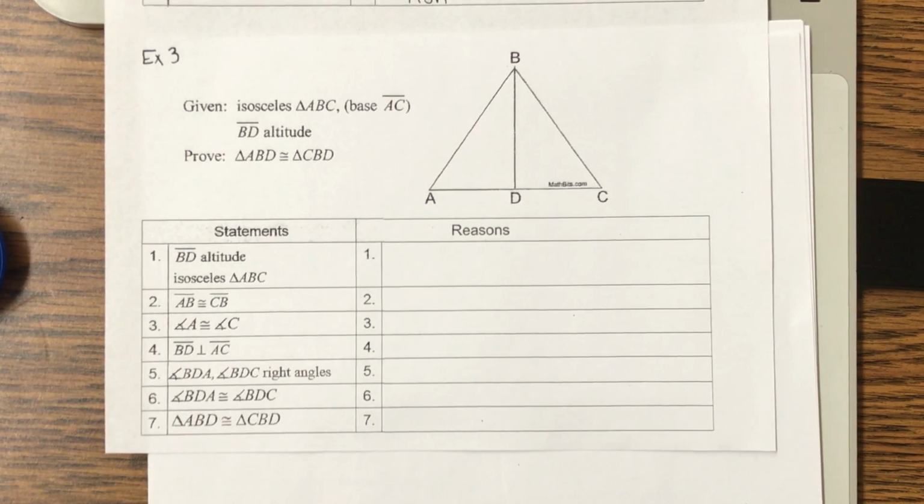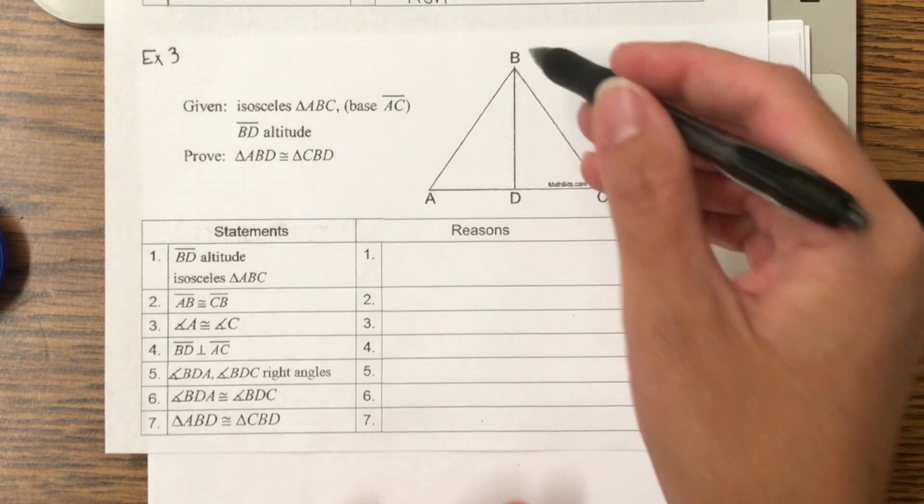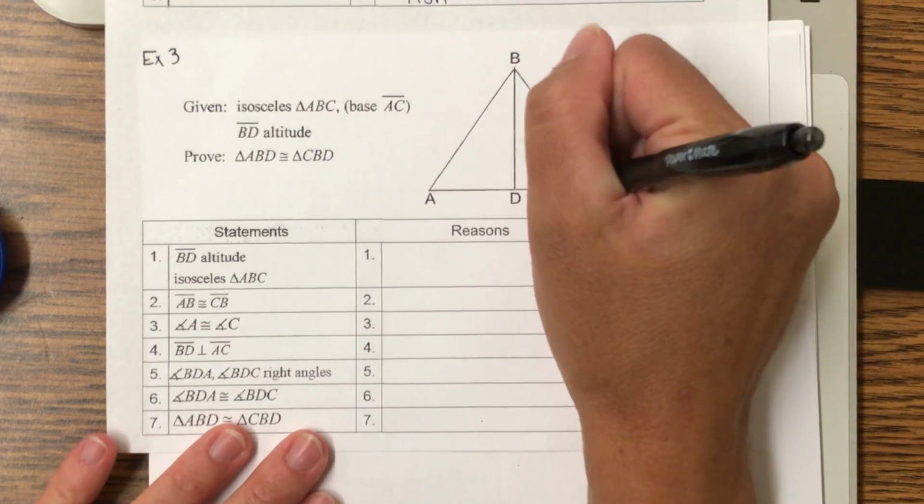So example 3, given that we have an isosceles triangle, triangle ABC is isosceles. Also, they've pointed out that AC is the base. They've also told me that BD is an altitude. Now, altitude is a vocabulary word that we've not covered yet, but altitude simply means a right angle is made.